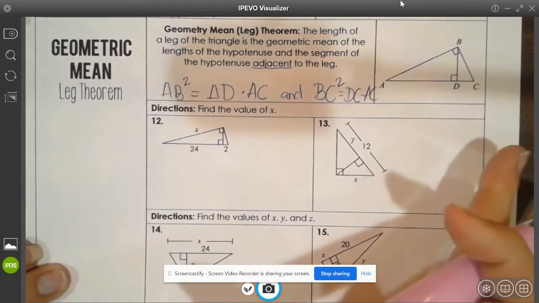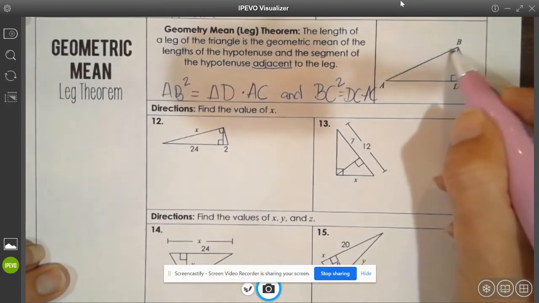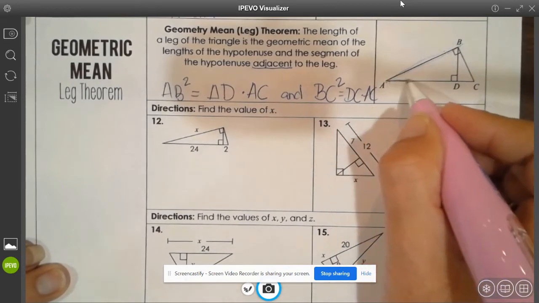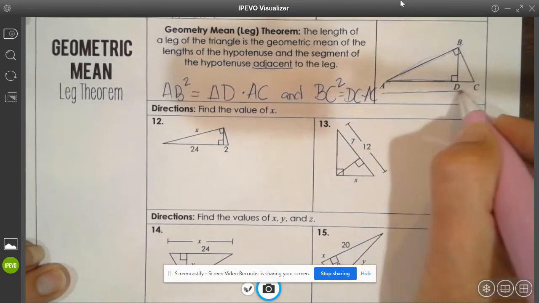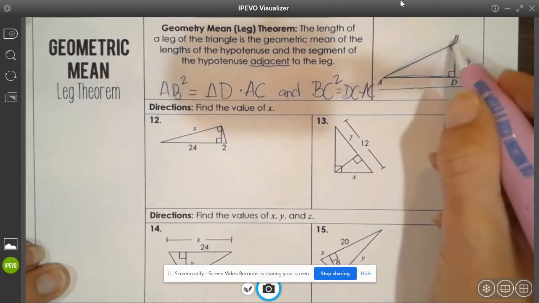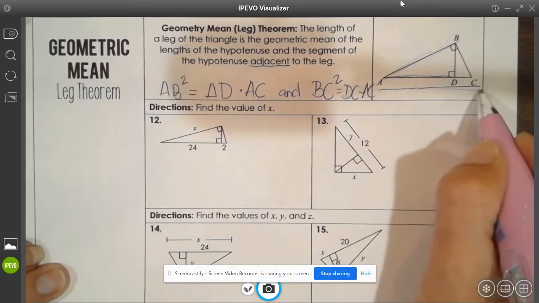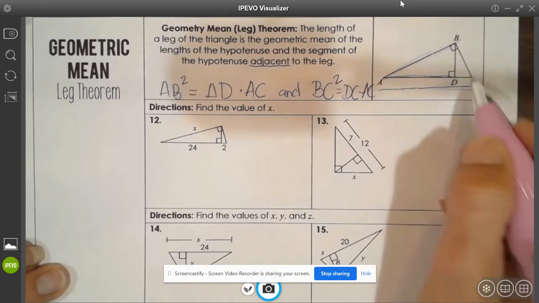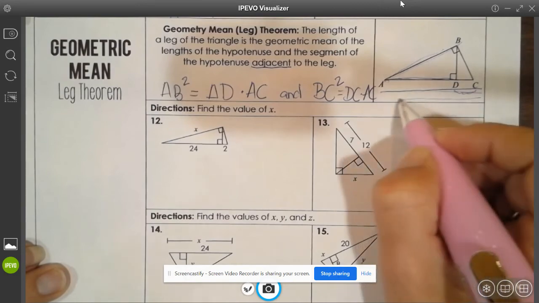We have the little leg and the big leg, right? So this is the big leg. So AB right here, AB squared equals AD, which is the leg adjacent to that leg, and then AC, which is the whole thing. Notice that. See? So AB squared equals AD times AC, which is the longest leg. Now the other leg, which is the little leg, is BC, right? So BC squared equals this little leg over here, which is the adjacent, times the whole thing again.